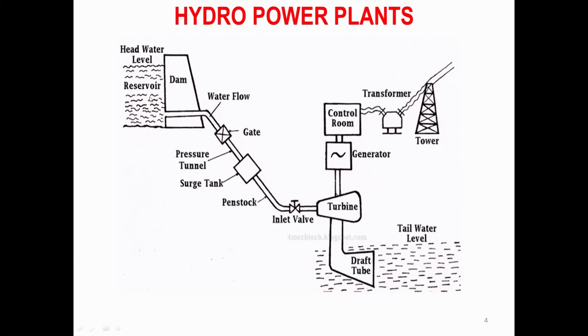So the potential energy is converted into kinetic energy, then kinetic energy into mechanical energy, and mechanical energy is converted into electric energy in the generator, and then stored in the transformer and transformed to the required towers. And the remaining excess water is stored in the draft tube, also called the tail race. This is a simple diagram which can be used for writing in the examinations and for understanding purposes.